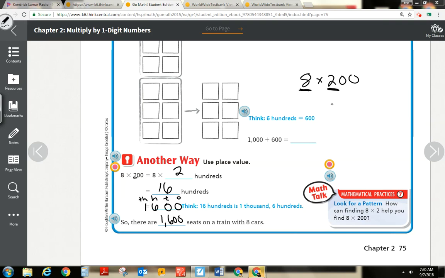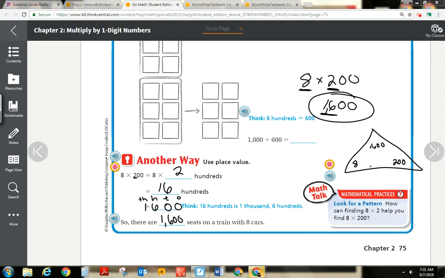I really like this. We talked about this last year. 16, and then I move the zeros. 1,600. So this is a great way, especially for you students that are starting to master your multiplication facts. This is a quick, easy way to do it. And you know that I always want you to make a fact triangle. Same thing, 8 and then 200. Our product goes up at the top. So just a little bit bigger numbers, holding those places with zeros.